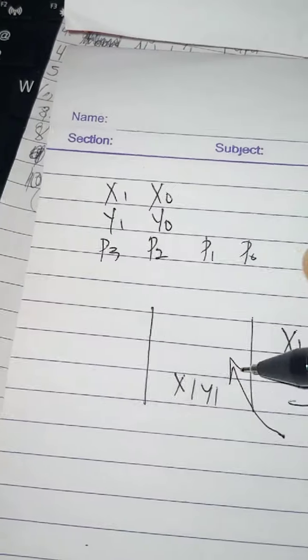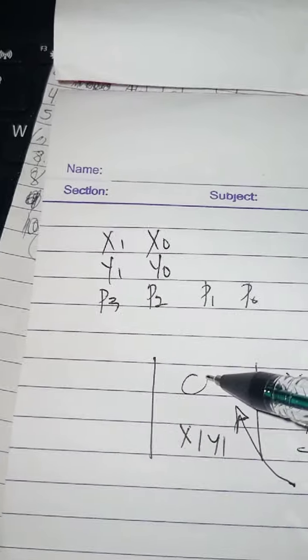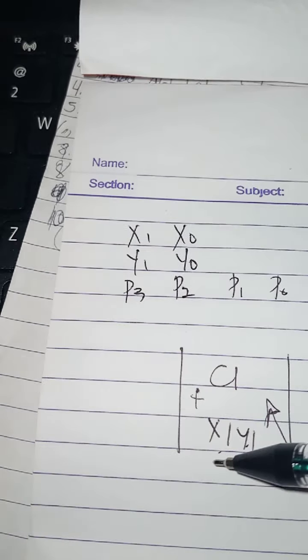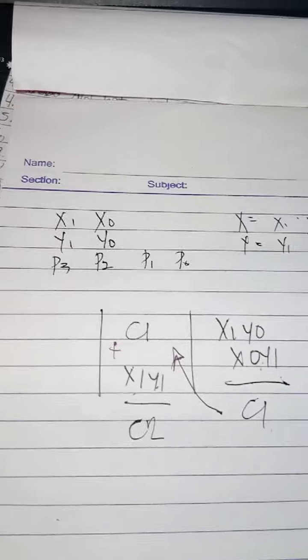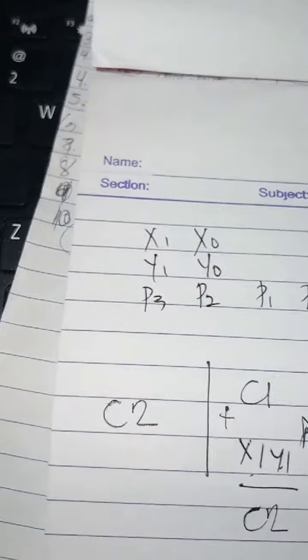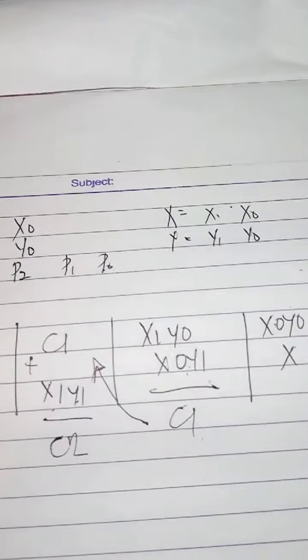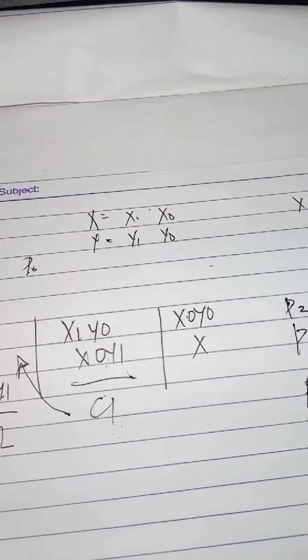So we need to move here and put the carry 1 here, and then add the x1 and y1. So carry 1 plus x1 plus y1 equals carry 2. So we need to put the carry 2 here. Then next, we have to drop the p3, p2, p1, and p0. So we need to implement them here.